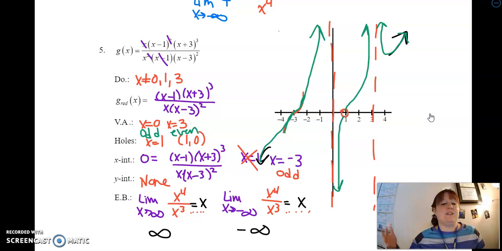I know it's a lot. It's really intense. You have to truly understand what holes are, what asymptotes are. But the more you practice it, the better you'll get.